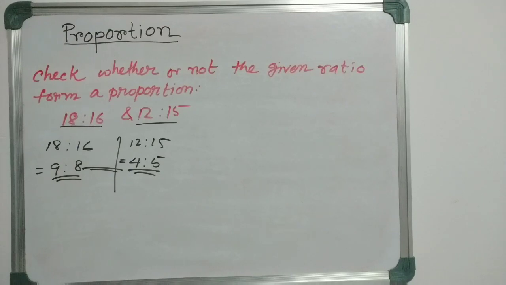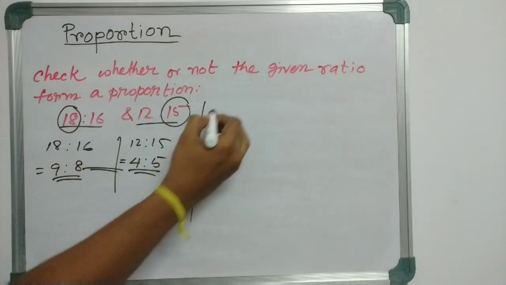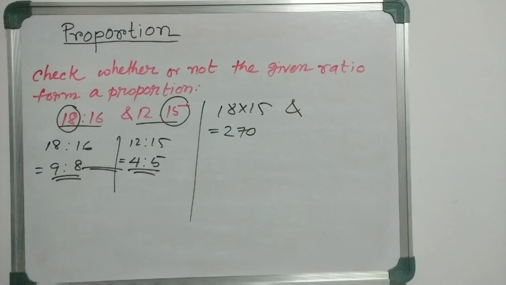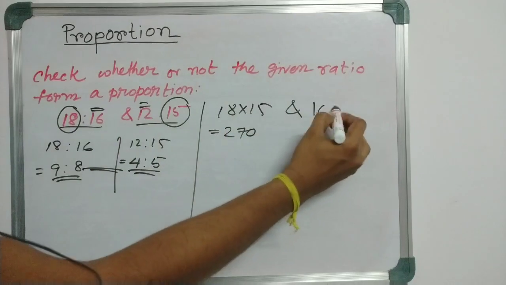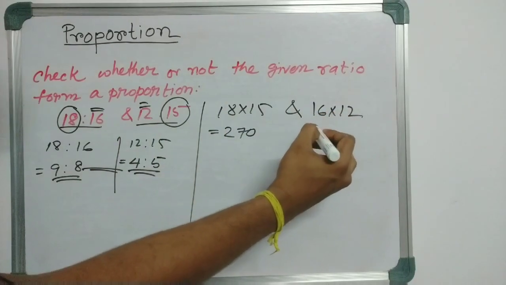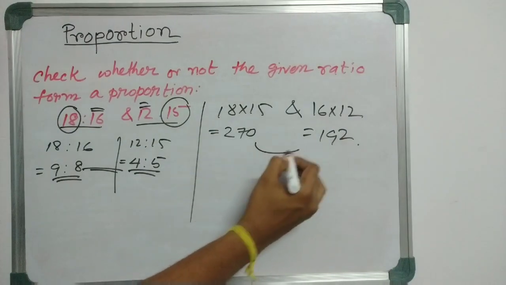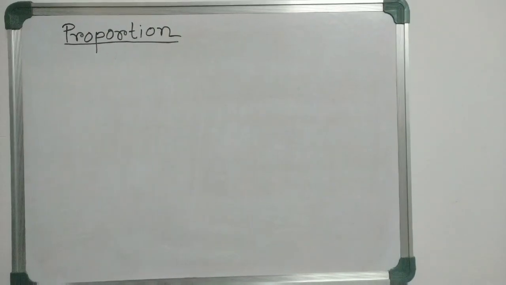Now we can verify it by property number 3. Let us multiply the extremes, that is 18 and 15. So 18 into 15 equals 270, and 16 into 12 is equal to 192, and hence we can say that these two are not equal. So that means those two ratios were not in proportion.